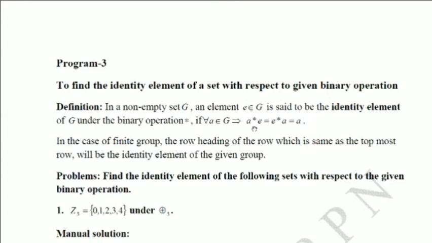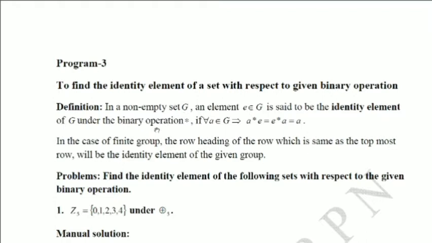So whenever you operate every element of G with E, you should get the same answer A. So A star E is equal to A, as well as E star A is equal to A. Then we say E is the identity element of set G.